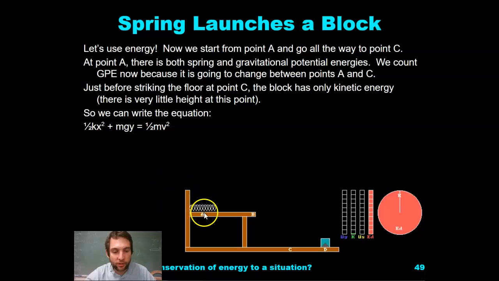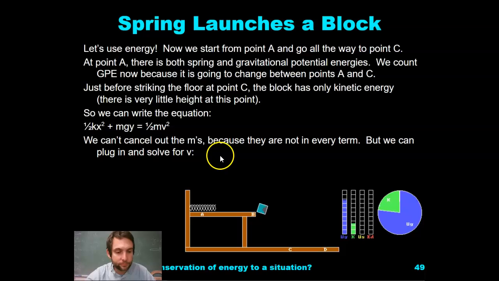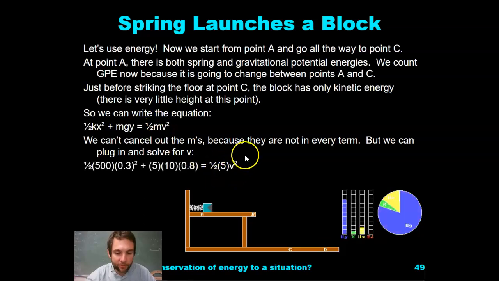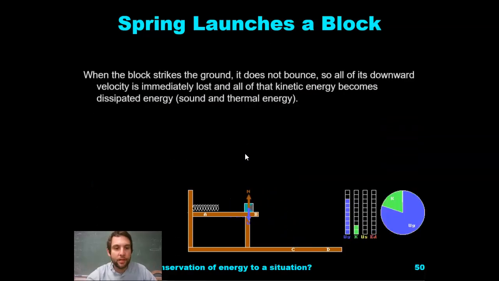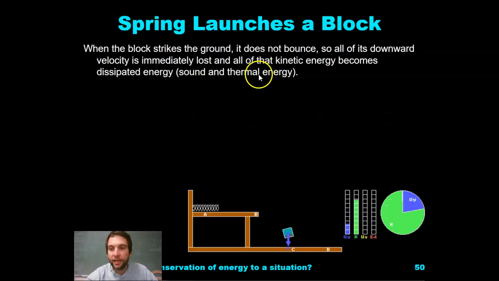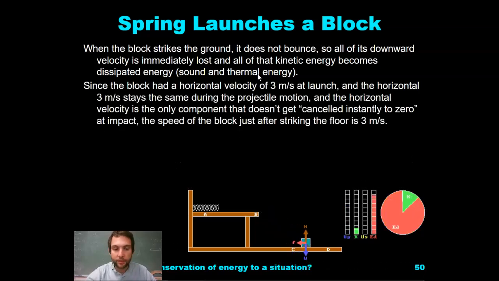So we have spring potential and gravitational potential at point A equals kinetic energy at point C. Can't cancel out the m's because this term does not have m. But we can plug in and solve for v. So we get 5 meters per second just before it hits the ground. Just after hitting the ground, it does not bounce. So its downward velocity is immediately lost and all of that kinetic energy becomes dissipated energy. In this case, it's going to be sound and thermal. Usually it's going to be sound and thermal.